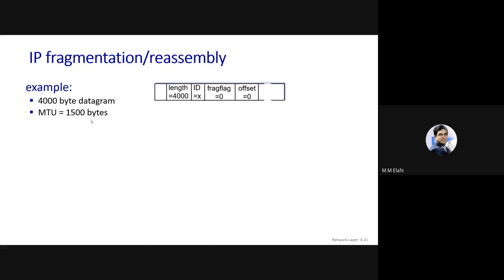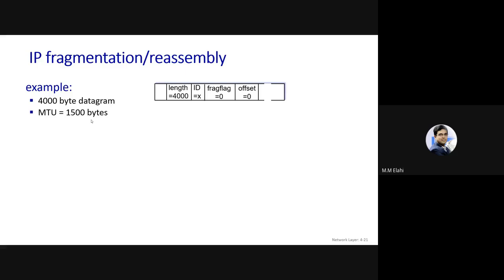So if we have both 0, what does that mean? New packet is not fragmented. Very good. Packet is not fragmented. So if you see flag is 0, offset is 0, that is not fragmented. So our original packet will have definitely both 0.